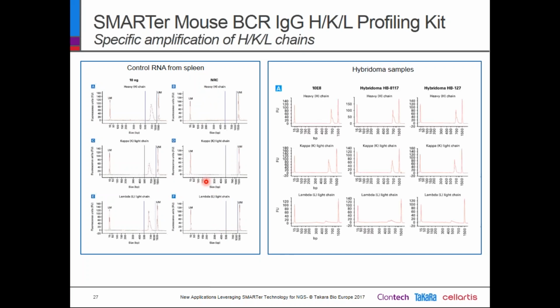We also wanted to analyze hybridoma samples. Here we can see the difference. In hybridoma, usually one of the light chains will be more represented than the other, and this is what we are seeing here. We are able to identify the heavy chain in all 3 samples, but in these 3 hybridomas that we analyzed, the kappa chain is the predominant, while the lambda chain is barely detected.